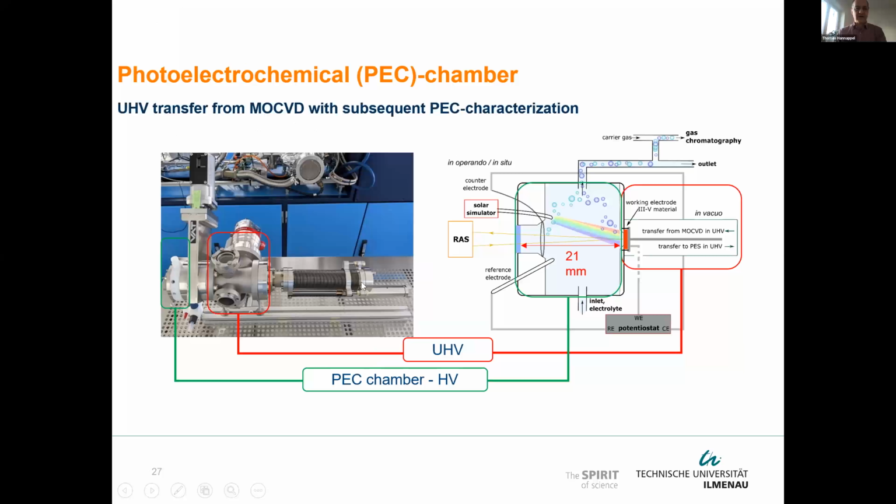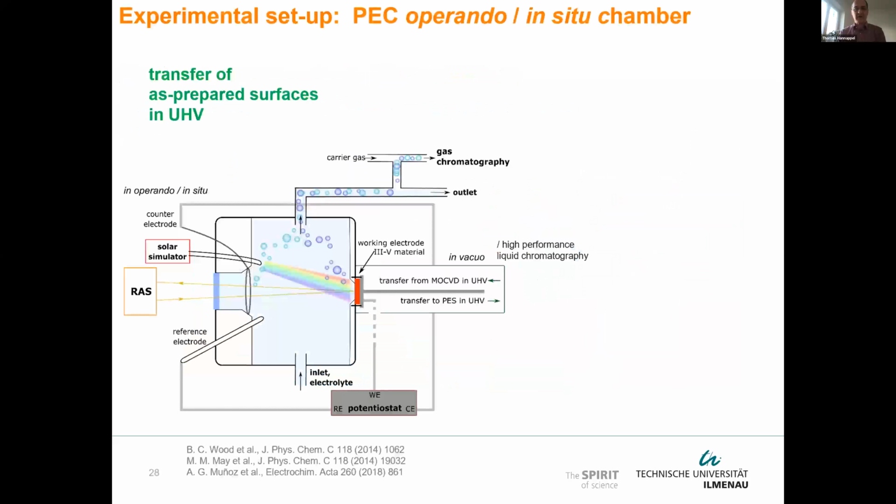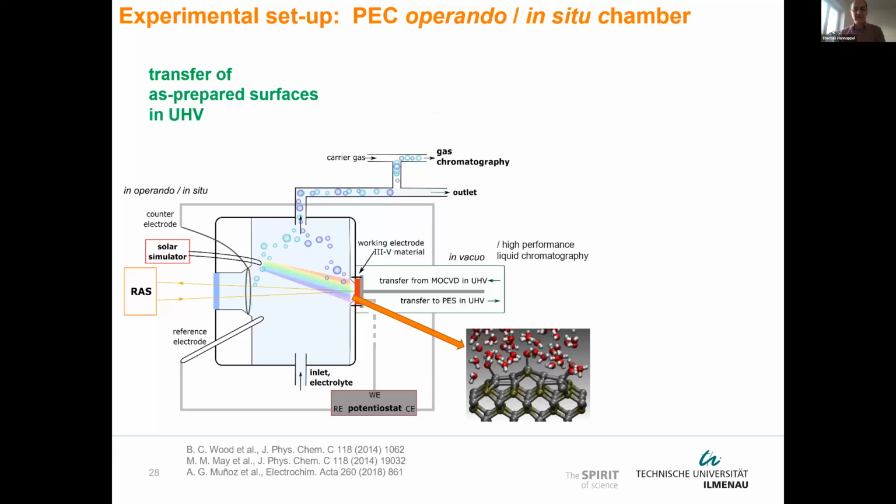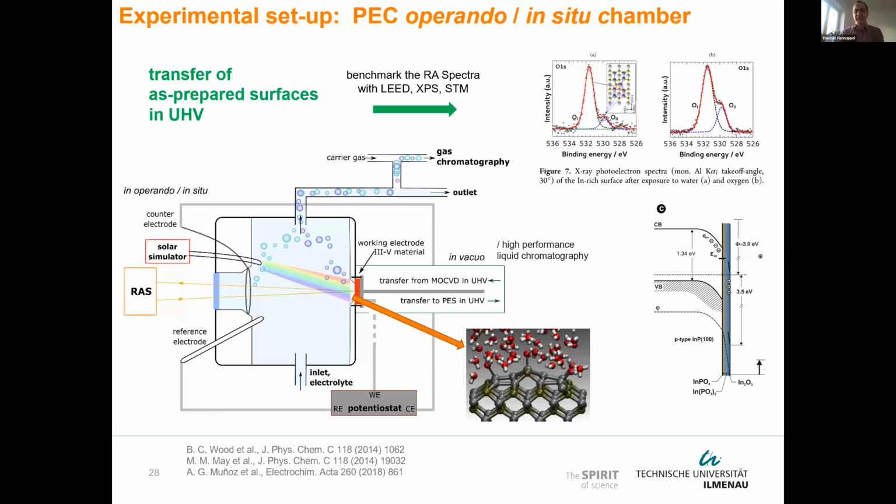combination of these methods with a photoelectrochemical chamber where we can bring the samples contamination free. This is also very important to look at the surfaces in the electrochemical environment. And this is brand new work we are right now performing so that we can really follow the changes on the surface in situ operando.